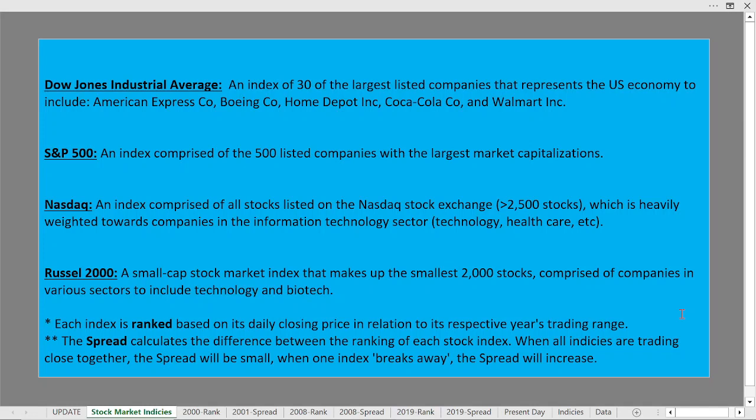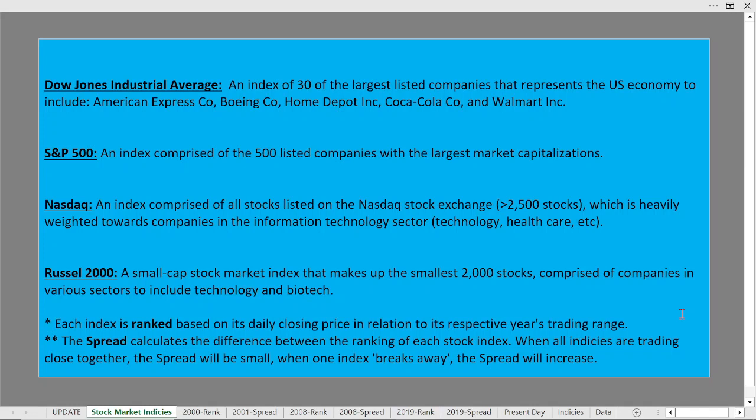Now, they're ranked based on their daily closing price in relation to each index's respective year's trading range. So we take a look at the entire year's worth of trading, and then we say, okay, where does it rank? Where's today's close rank within that yearly range? We're going to calculate the spread.